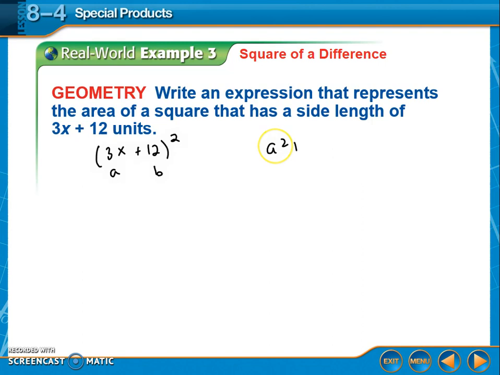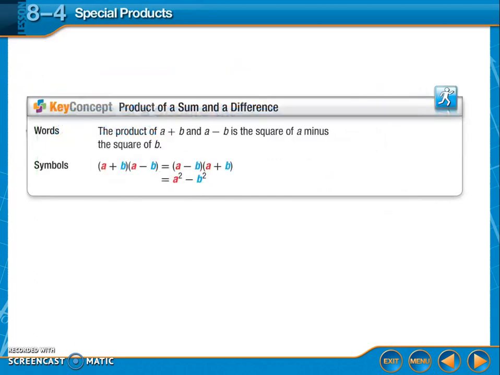So my formula, a squared plus 2ab plus b squared. So it's going to become 9x squared plus 2 times 3x is 6x times 12 is 72, and we still have x, and then 12 squared is 144. And then that's it. That's the expression to represent the area. So we can say area equals that.